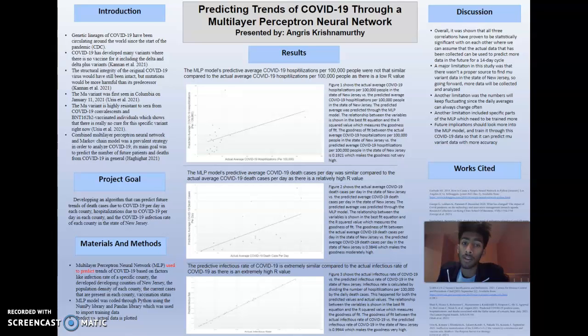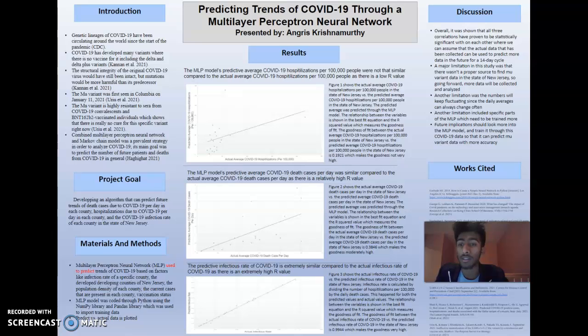Hello everyone, my name is Angus Krishnamurthy and my topic is about predicting trends of COVID-19 through a multi-layer perceptron neural network. To give you a bit of background information about this topic, COVID-19 is a virus that has obviously been impacting us as a society, and genetic lineages of it have been circulating around the world ever since the start of the entire pandemic.